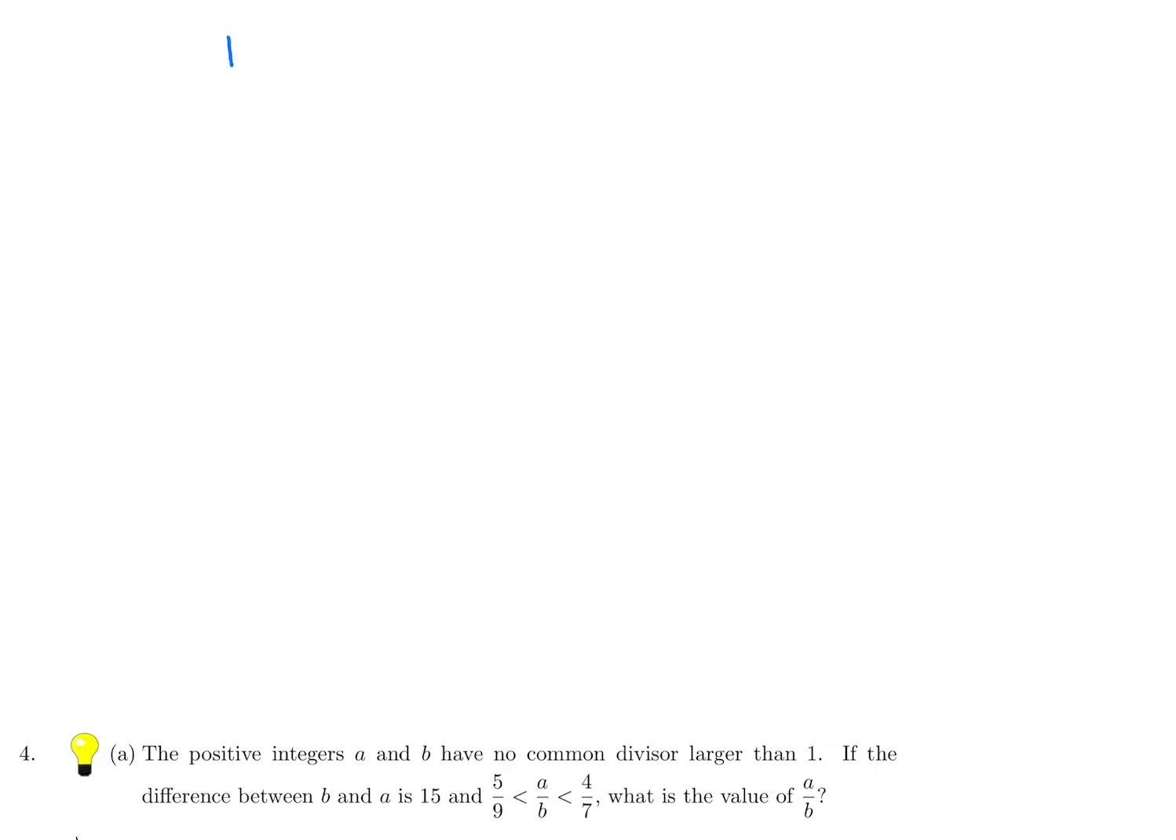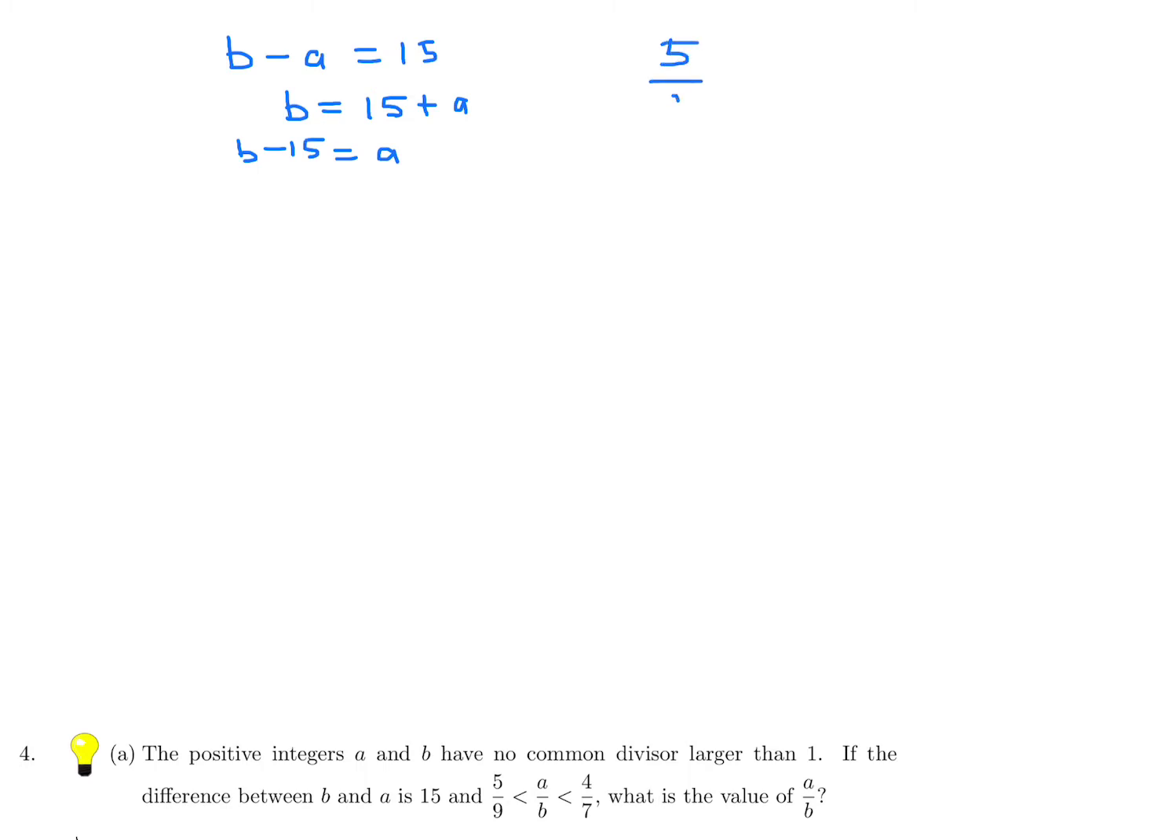The difference between b and a is 15, so that's important. That helps us get one in terms of the other. So b I can write as 15 plus a, or I can write a is equal to b minus 15. Either one. Both of those are valid, of course.